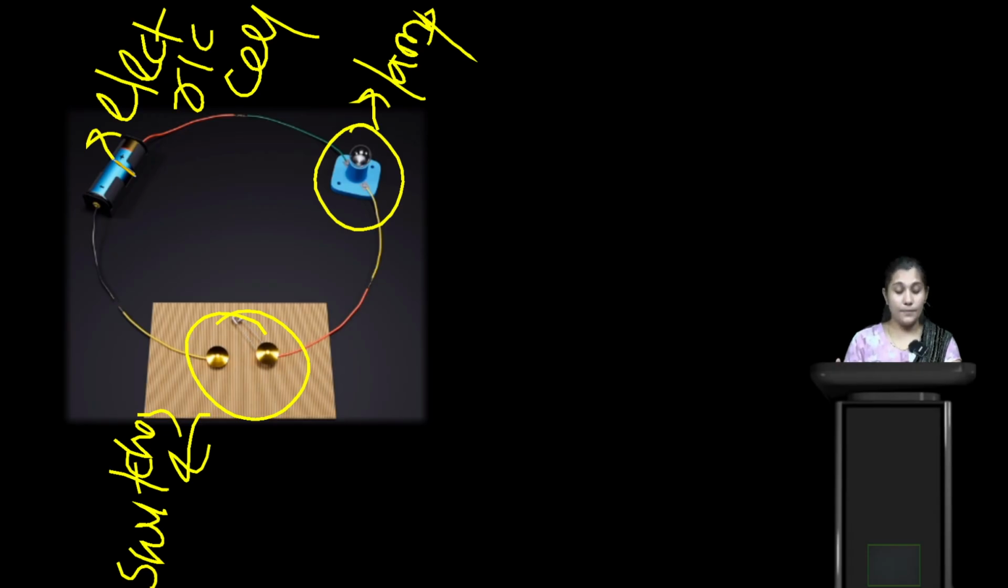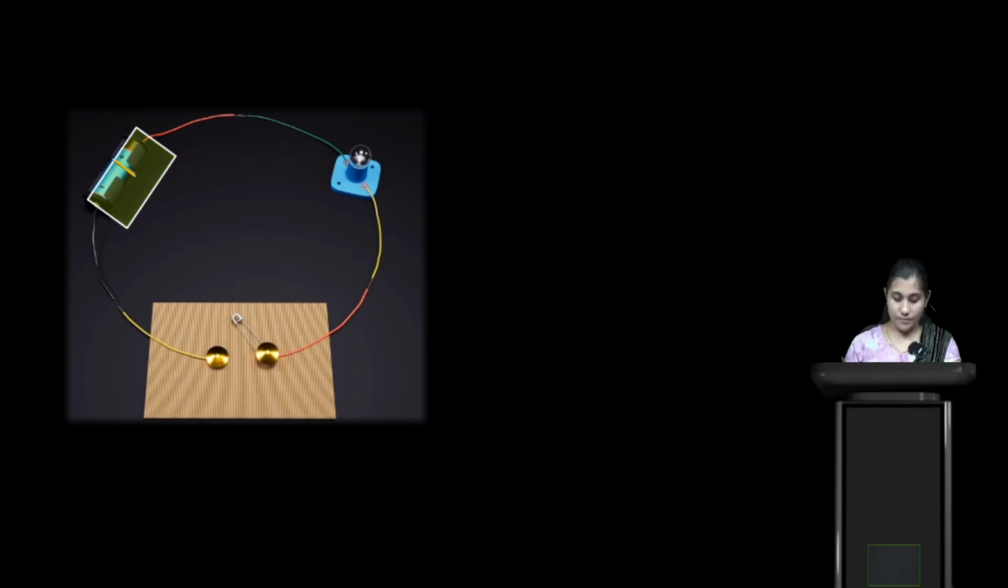Why the lamp doesn't blow? Because the switch is in on position. This switch is in what? Off position. Sorry, the switch is in off position. That's why the lamp doesn't blow. Okay. So we will draw this diagram with the help of the symbol.